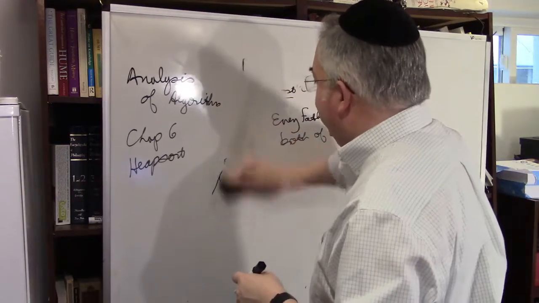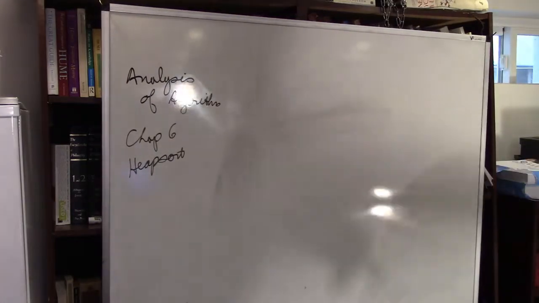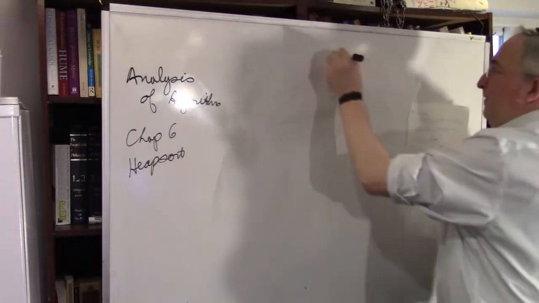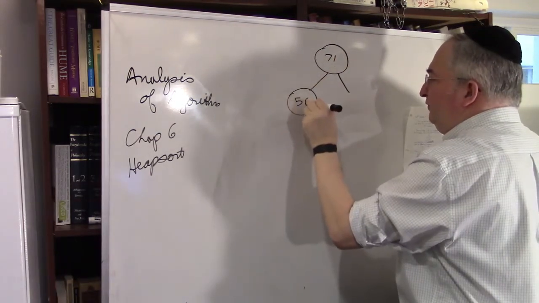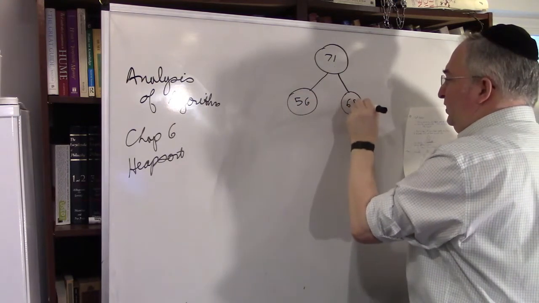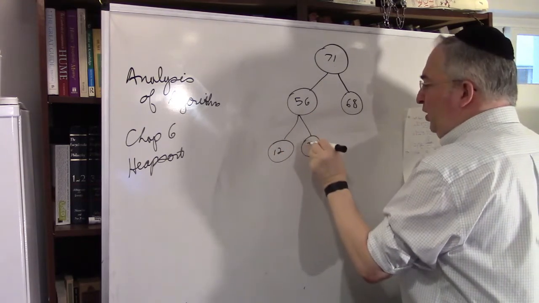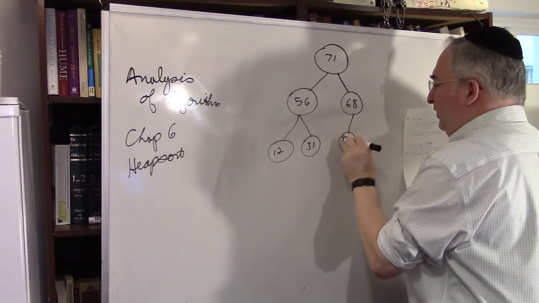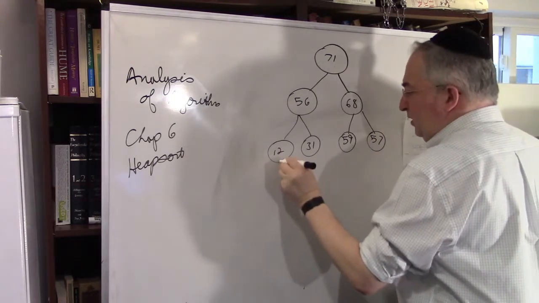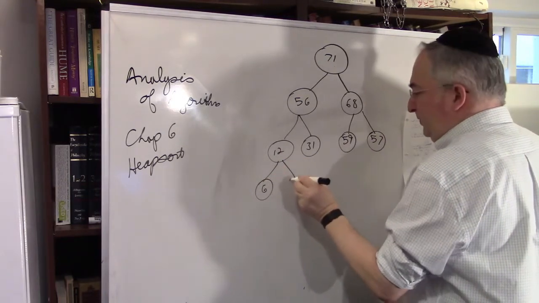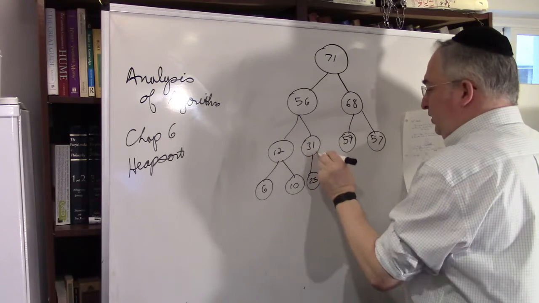So let's do an example of a heap. The example is as follows. 71, that's a number. He is larger than his children. 56, 68. He is larger than his children. 12, 31, 59, 57, 6, 10, 25, 30.